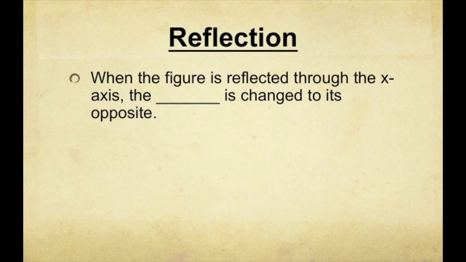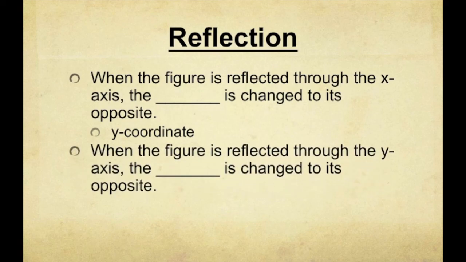When the figure is reflected through the x-axis, the blank is changed to its opposite, the y-coordinate. When the figure is reflected through the y-axis, the blank is changed to its opposite, the x-coordinate.